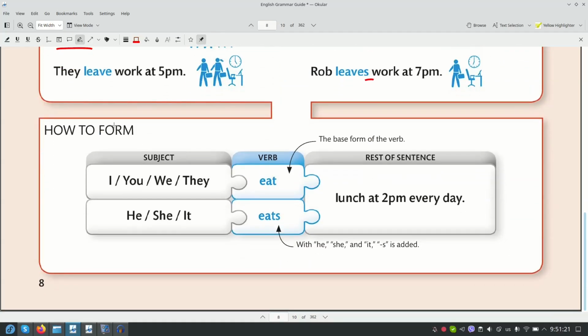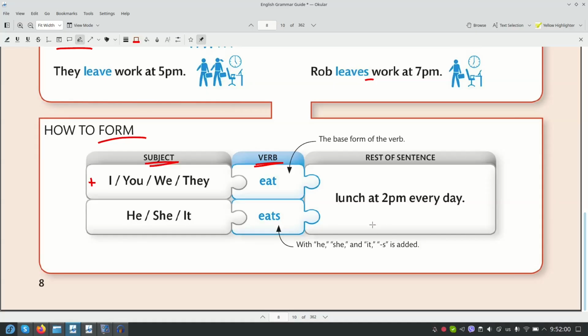Now, let's talk about form. To build sentences in the present simple, we need a subject. It takes the first place if we are talking about positive sentences. Then goes a verb. And after that, we can have the rest of the sentence. For example, I, you, we, they eat lunch at 2 p.m. every day. But he, she, it eats lunch at 2 p.m. every day.